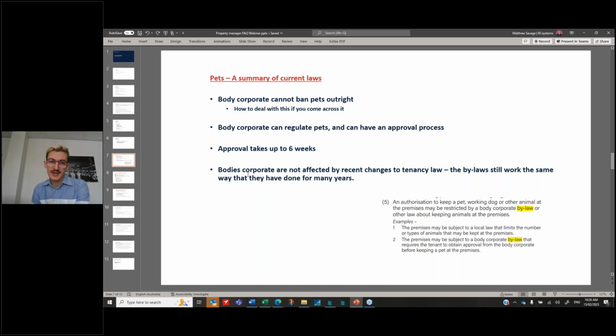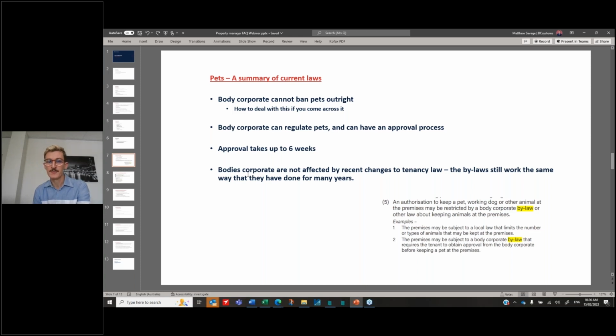A bylaw can regulate pets, so it can't ban pets, but it can regulate pets. And it can say that you can't have pets without approval. So that approval process is the element of regulation, which makes it different to just a total ban on all pets under all circumstances. So the body corporate regulating pets by an approval process is definitely the absolute most common type of bylaw.